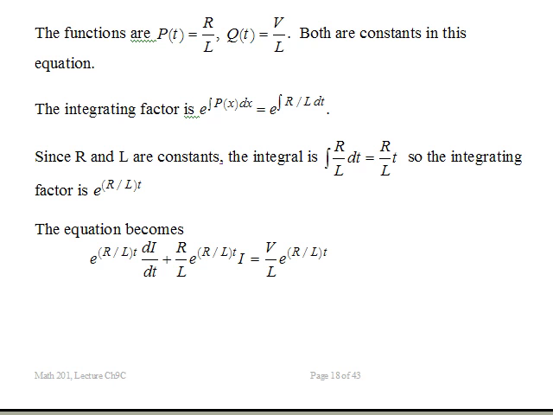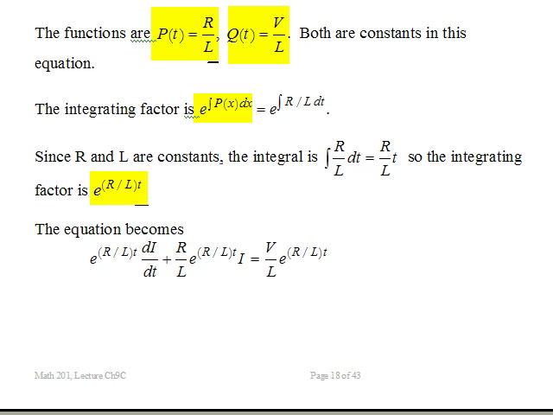So this slide shows what I said on the other slide, but typed in. So P is R over L, Q is V over L. Both are constants in this equation. We like that. The integrating factor is e raised to the integral of P dx, or P dt. This becomes the integral of R over L times dt. But R over L is a constant, so we can go ahead and carry out the integration and find that e is raised to the R over L times t. And that's my integrating factor.